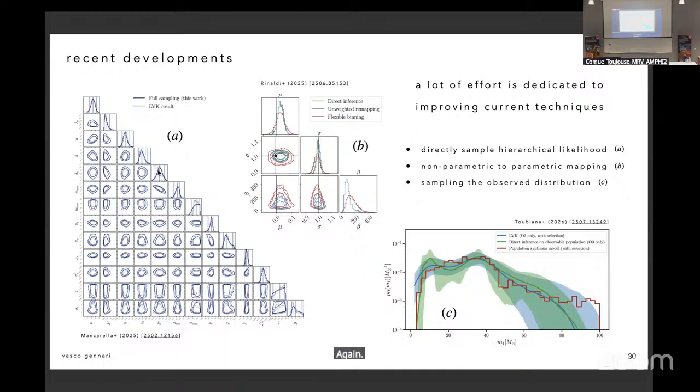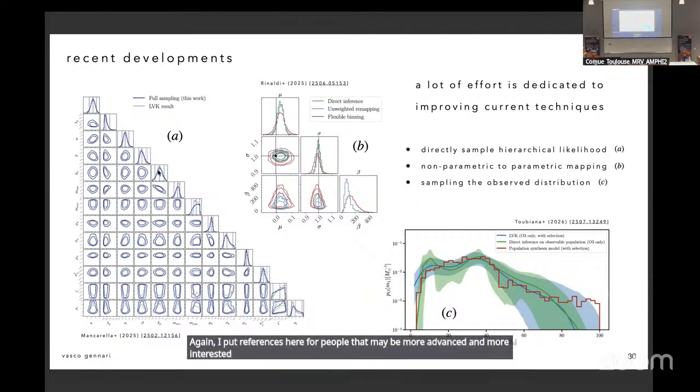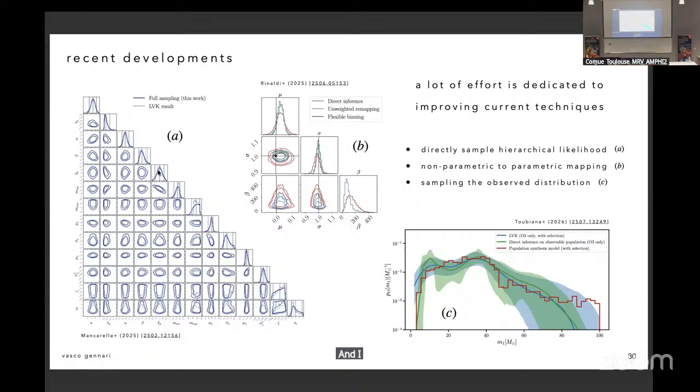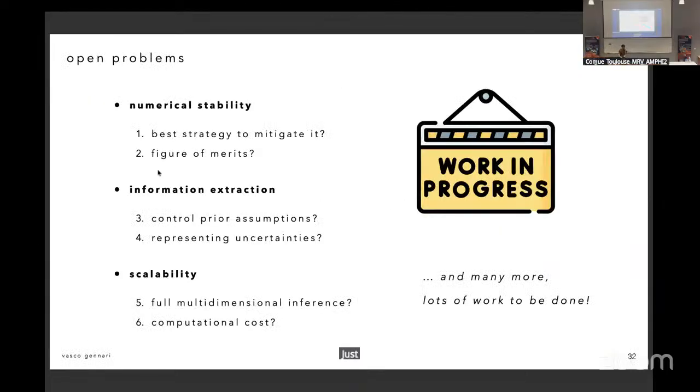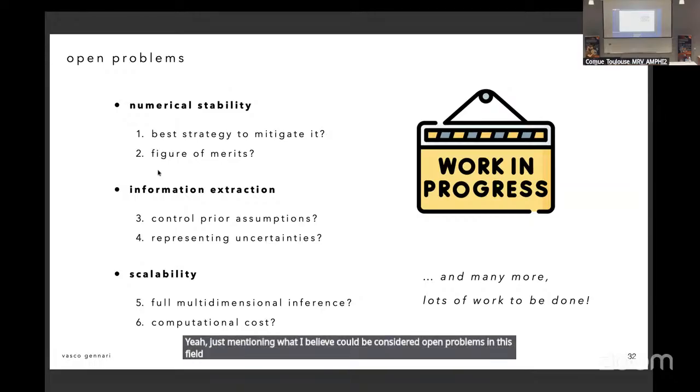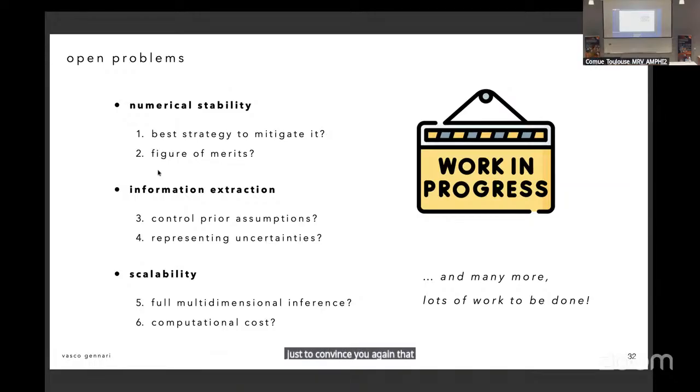Again, I put references here for people that may be more advanced and more interested. And I will conclude just mentioning what I believe could be considered open problems in this field, just to convince you again that this is something that is pretty recent and there is still a lot of work to be done.